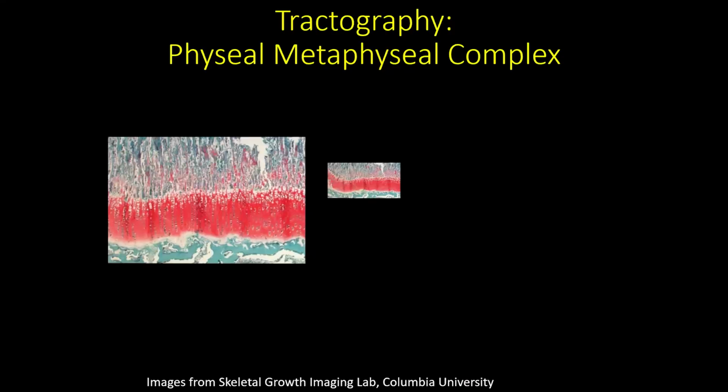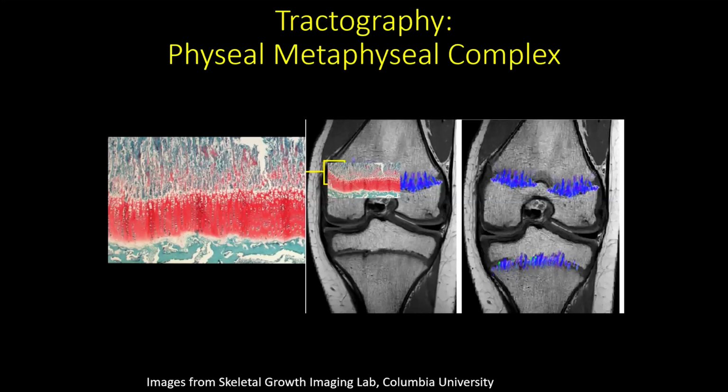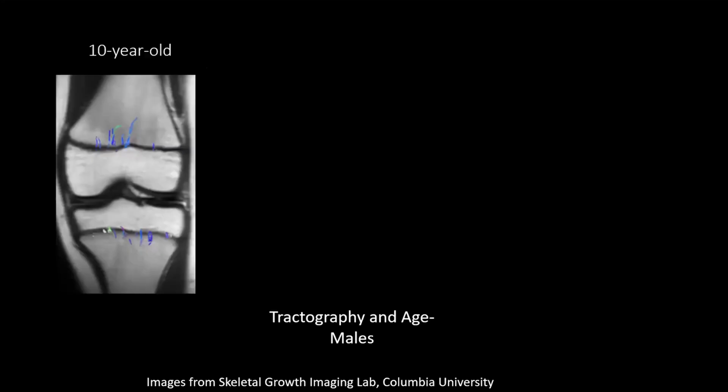So the question then is, how can we see these columns on histology, and what happens when we look with diffusion tensor imaging? This is a technique that shows water, how it flows in a certain direction. So thus we can see these channels, and that can be an indicator of growth.